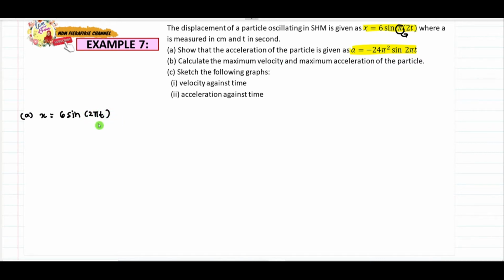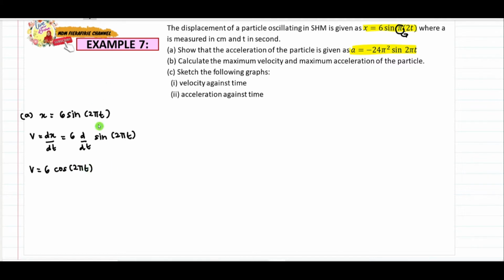okay. So, dia akan jadi macam ni lah. 6 sin 2 pi t. Alright. So, in order to get equation of acceleration, we need to differentiate first. Okay. V is equal to dx over dt. Okay. So, dia akan jadi 6 d dt sin. Okay. Differentiate sin akan jadi cos. So, you akan dapat 6 cos 2 pi t.